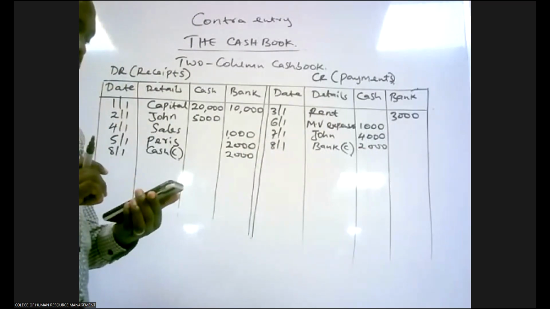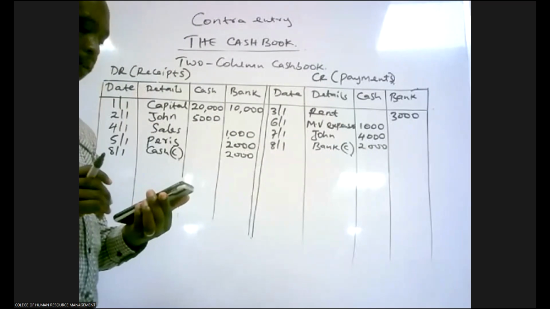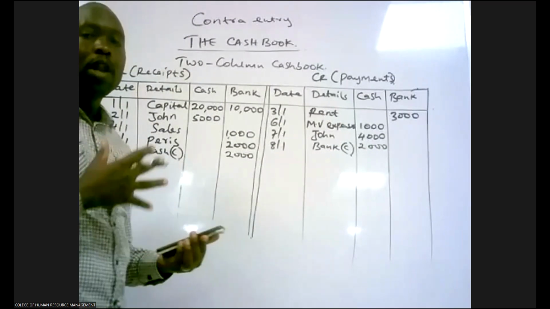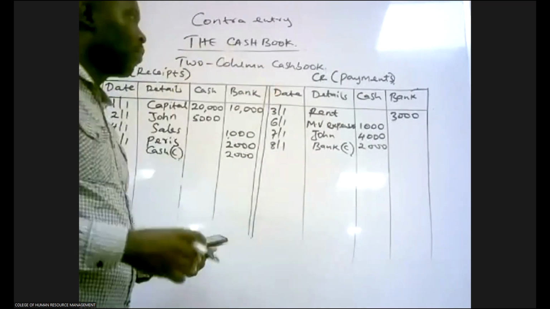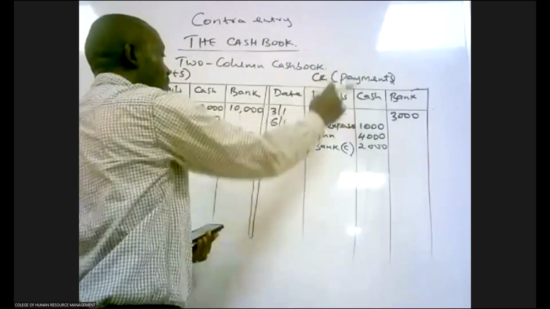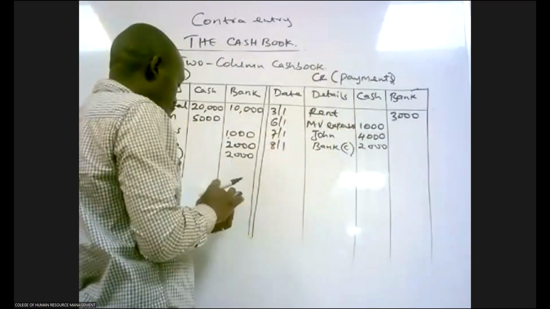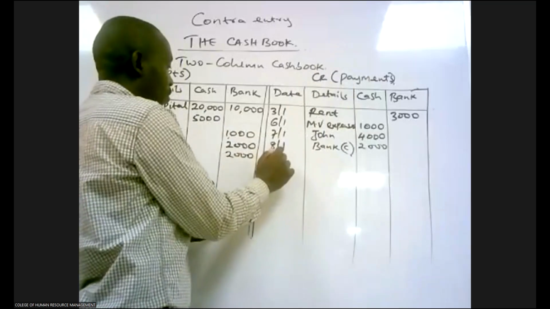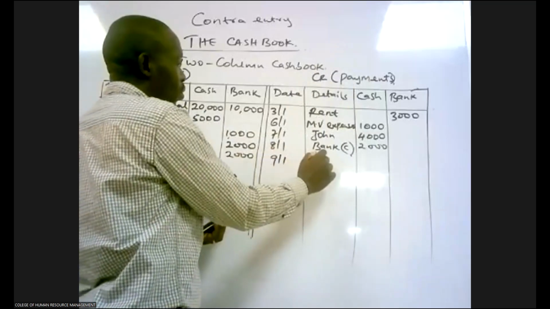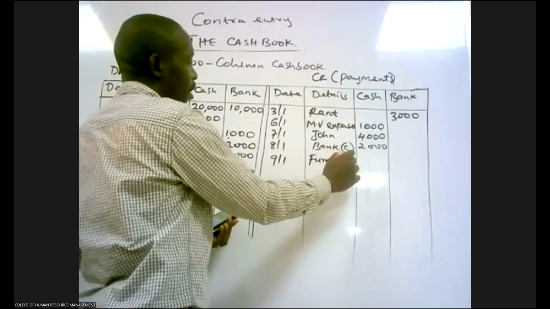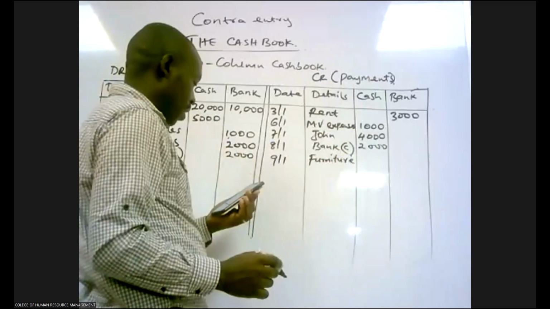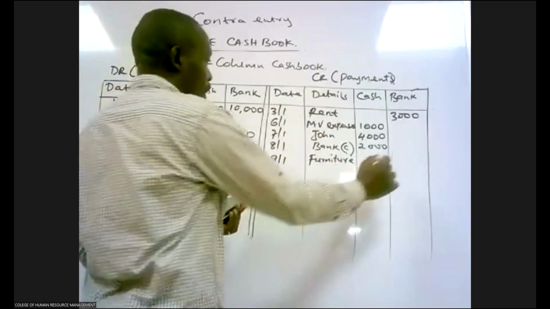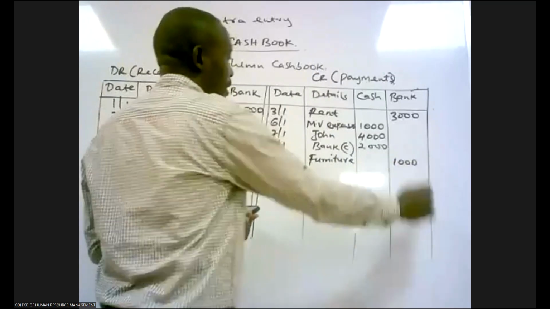On 9, bought furniture worth 1,000 and paid by check. When you buy, you pay. So it is a payment. When you purchase, you pay. So it is a payment. 9/1, you write here what you bought, furniture. You bought furniture, 1,000 by check. Put it under the bank.